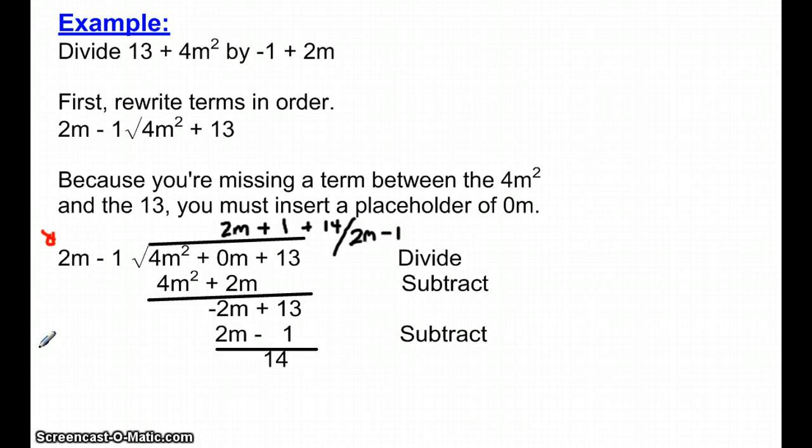Again, you ask yourself the question, how many times does 2m go into 4m squared? It goes in 2m times. So multiply that out, subtract the terms, so we're subtracting everything that's here, 4m squared plus 2m. We end up with a negative 2m. We bring the 13 down. How many times does 2m go into 2m? It's one time, so we put a 1 up there. We end up with a remainder of 14, and of course that becomes 14 divided by 2m minus 1.